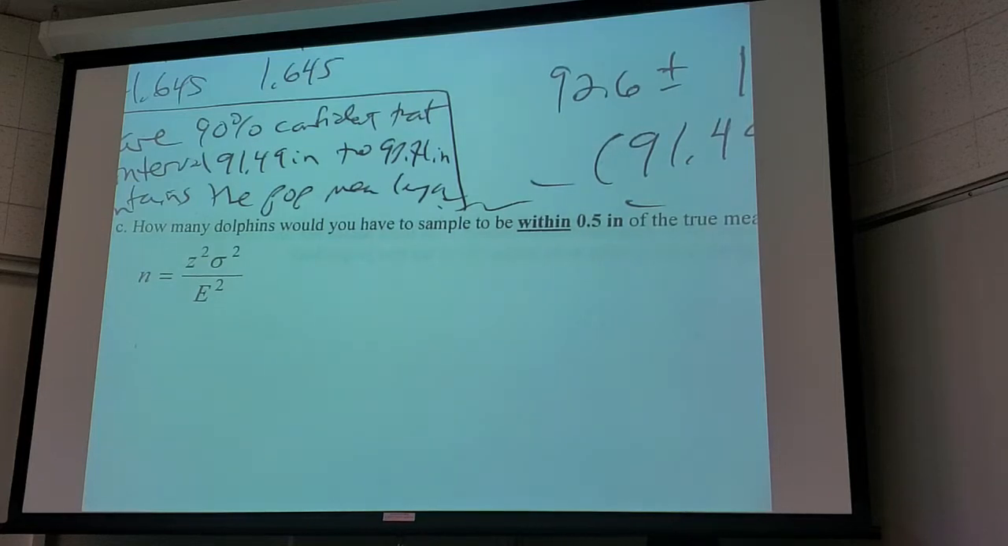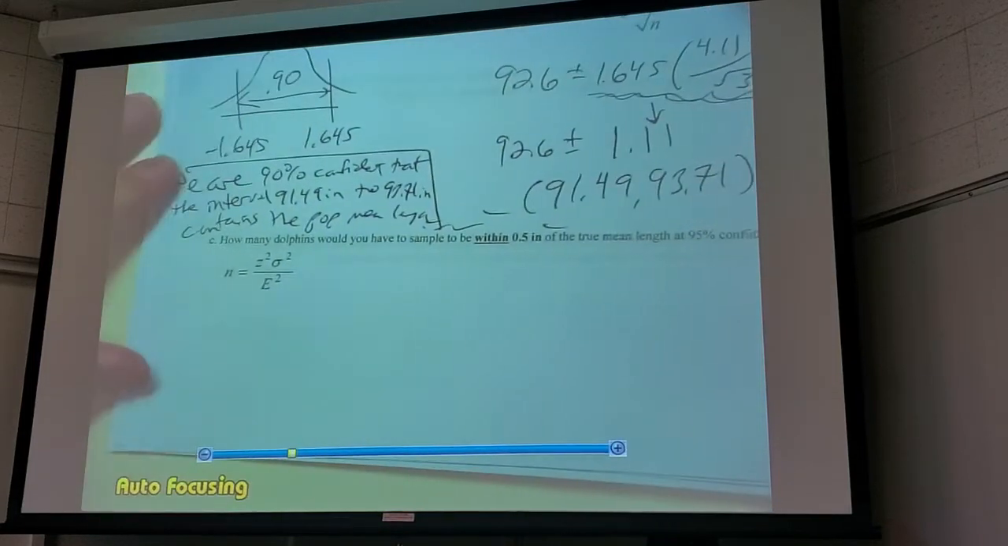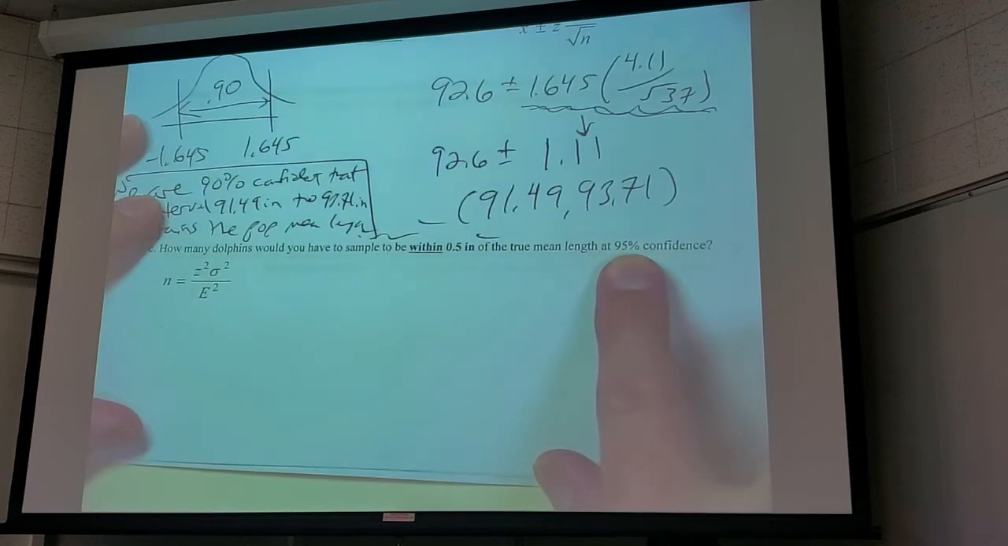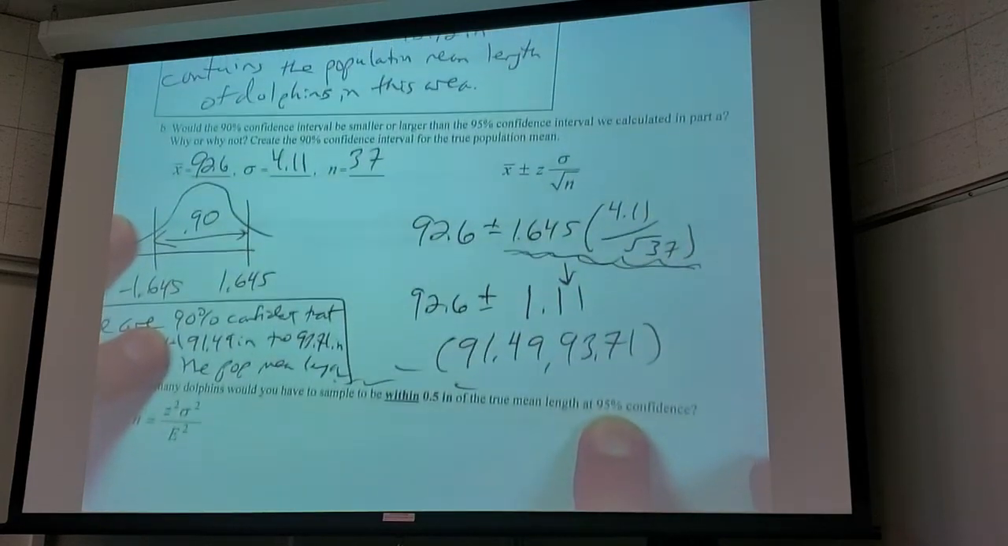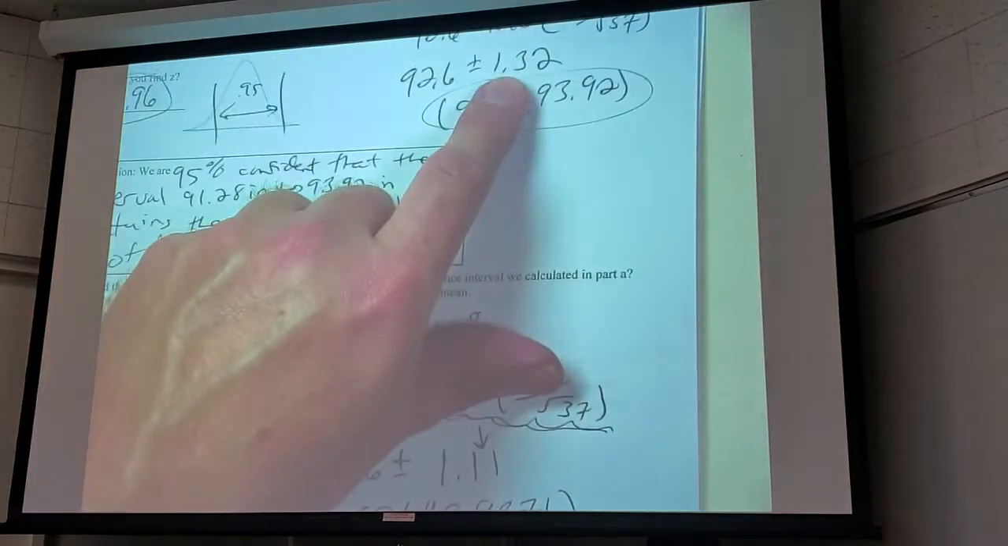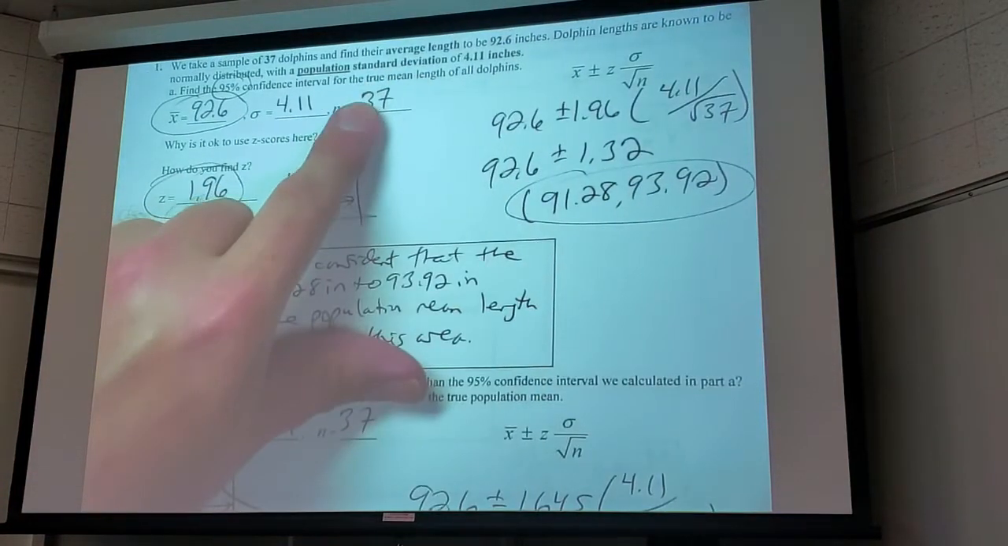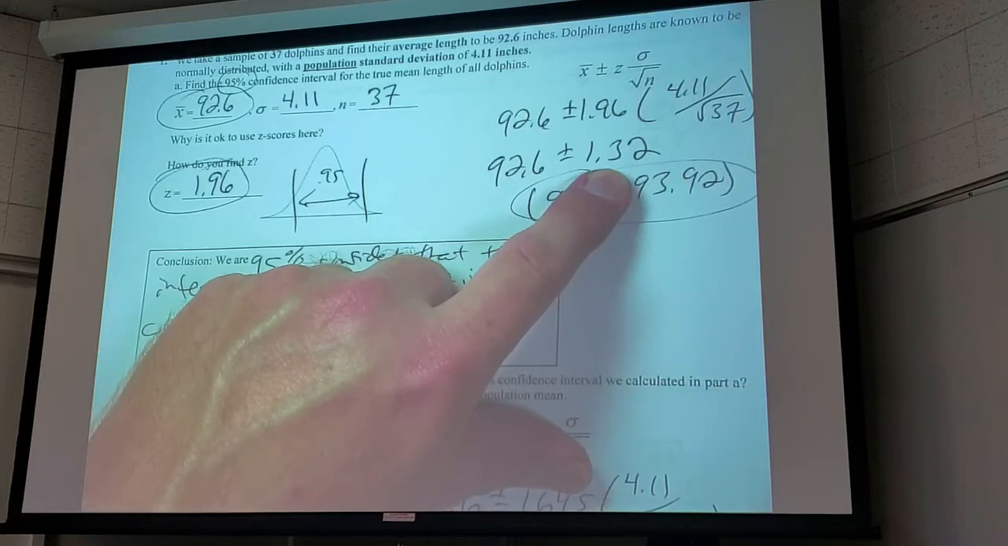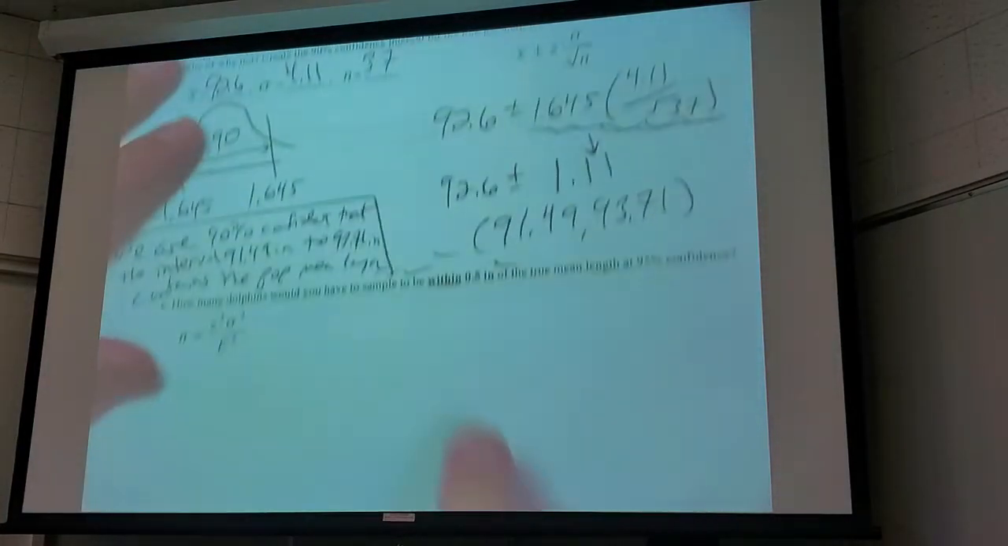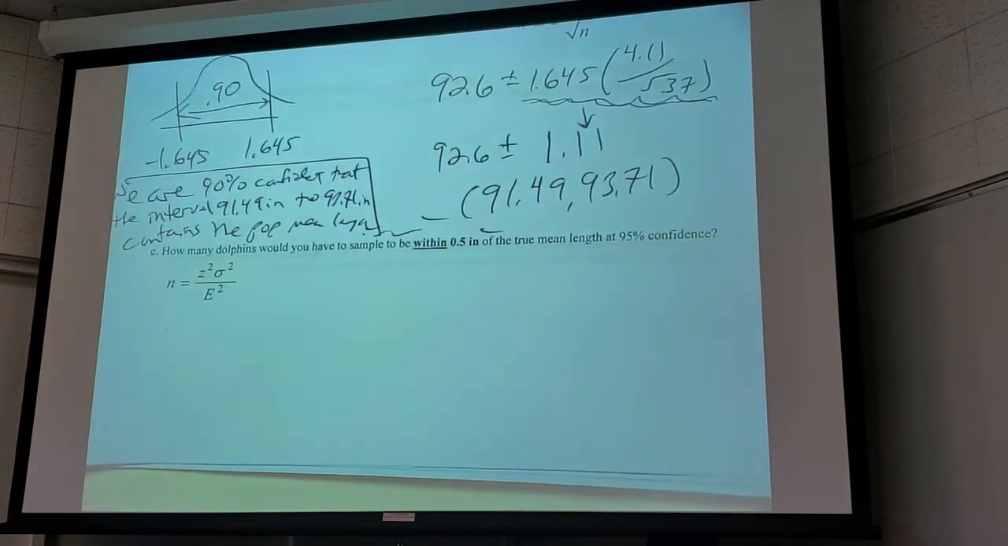But now, what is E? Don't worry. The first thing I want you to realize is I've gone back to 95%. So how many dolphins gave me an error of 1.32? 37 dolphins gave me an error of 1.32. Now I need my error to get down to 1/2 inch. So I've got to increase my sample size. It's definitely going to be bigger than 37, yes?